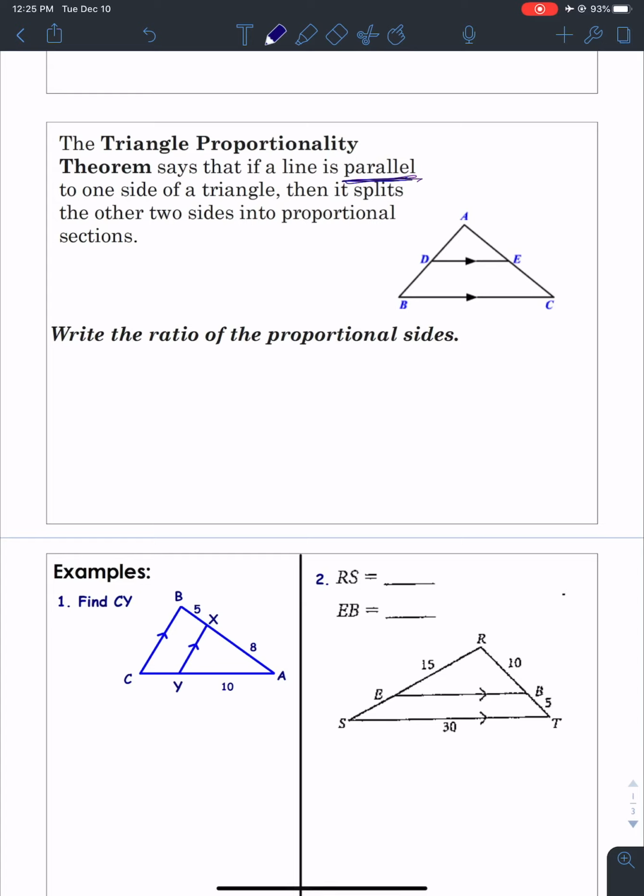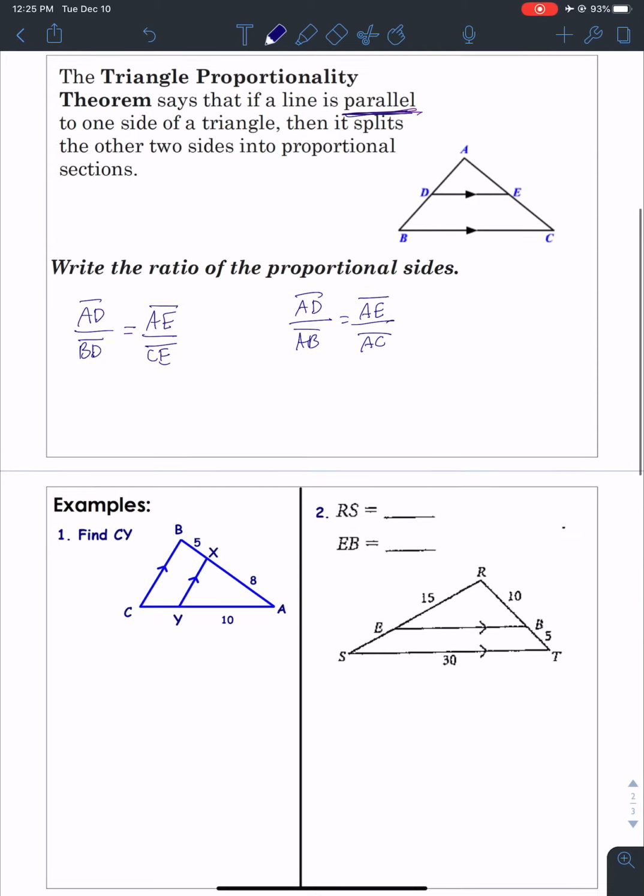So we're going to write the ratio of the proportional sides for this picture. So AD and BD would be proportional to AE and CE. We also get two similar triangles, so you could also say that AD and AB would be proportional to AE and AC. We're going to use that information to solve a couple examples.